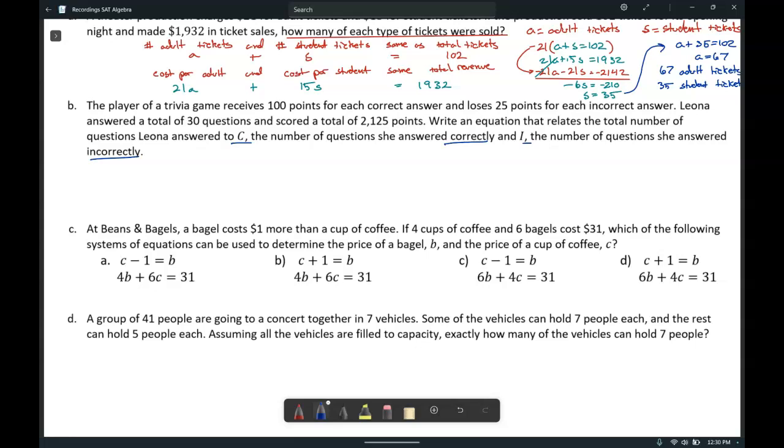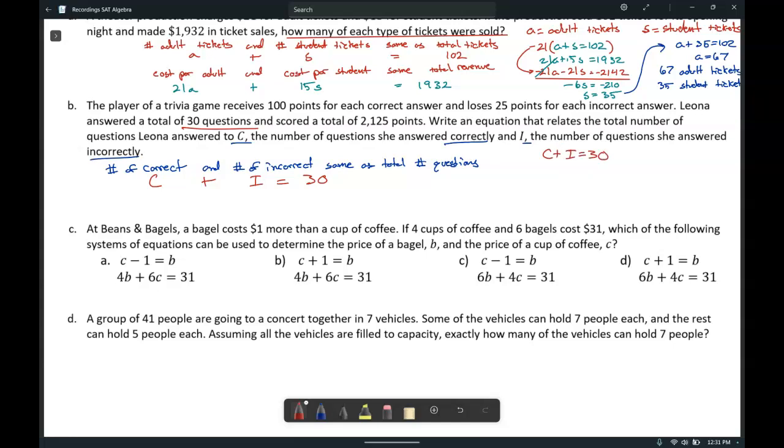Now, if we take the number of correct and the number of incorrect, it has to be the same as total number of questions. So that gives us our first equation: correct questions plus incorrect questions has to equal the total number of questions, and the total number of questions was 30. So our first equation, C plus I equals 30.